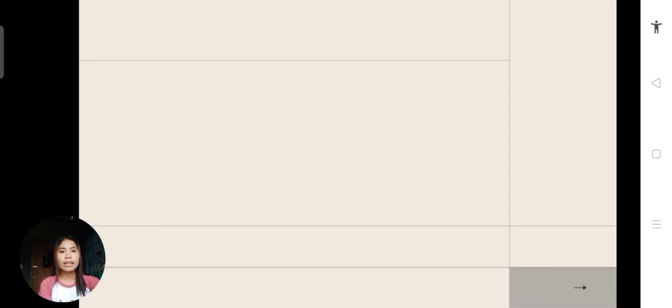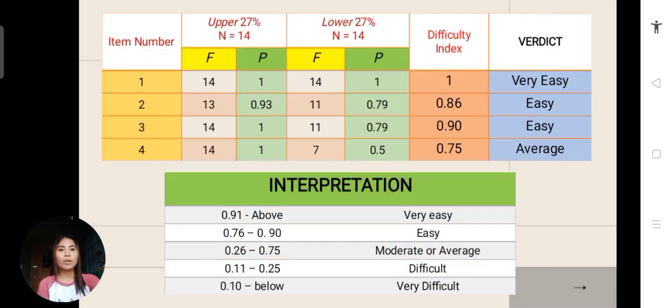So, next is the interpretation. From the previous slides, we solved for the difficulty index. In item 1, we computed that the difficulty index is 1, therefore, it lies in the 0.91 and above range, therefore, it is very easy. And in item 2, we have 0.86. 0.86 lies in 0.76 to 0.90, therefore it is easy. And in item 3, we have 0.90, therefore it is also easy. And in item 4, we have 0.75, it is an average item.